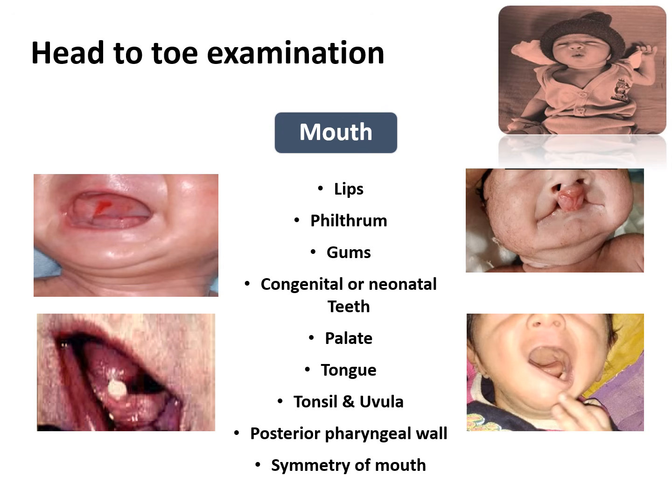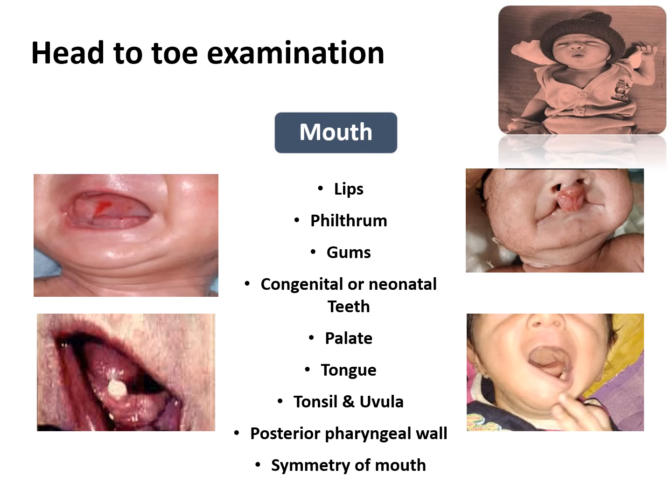Now after the nose we have to examine the mouth. We have to check for any abnormal finding in the lips, philtrum and gums. We have to check for any congenital or neonatal teeth. You can see in this image. Check the palate for any lesion or cleft. Check whether the tongue is normal in shape and position or not. Tonsil, uvula, pharyngeal wall and symmetry of the mouth should be checked.